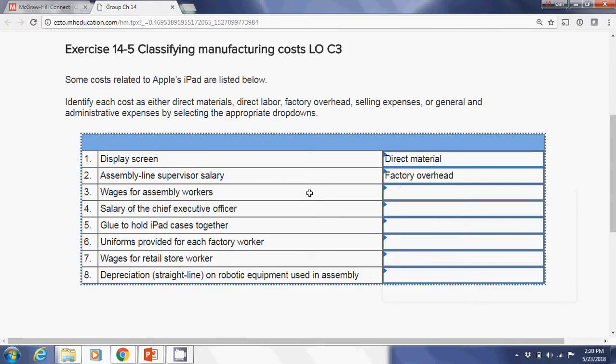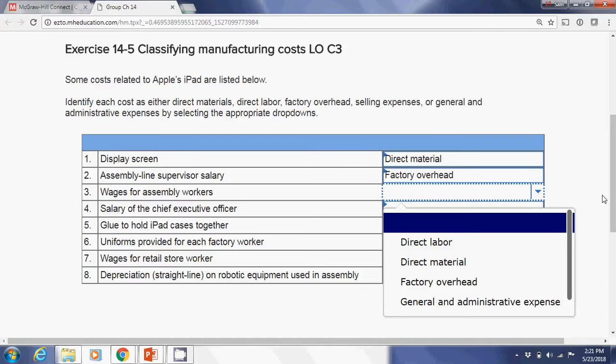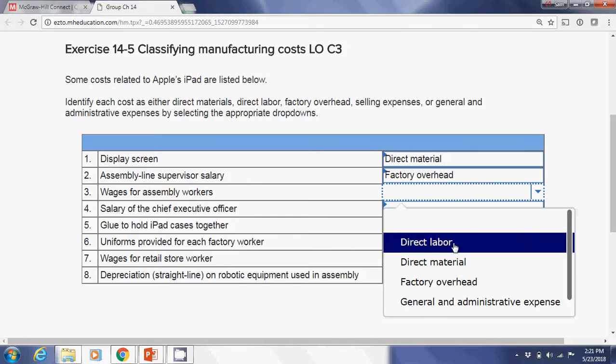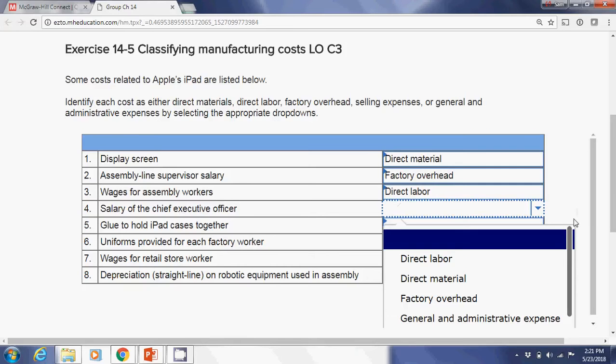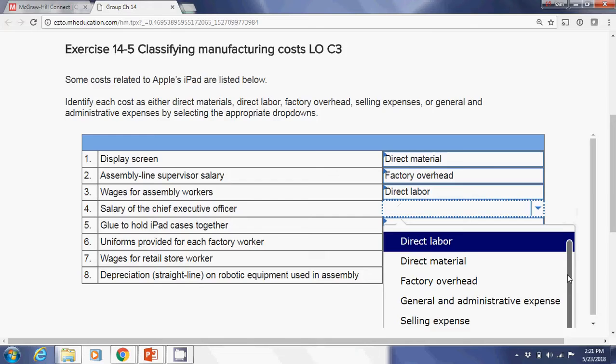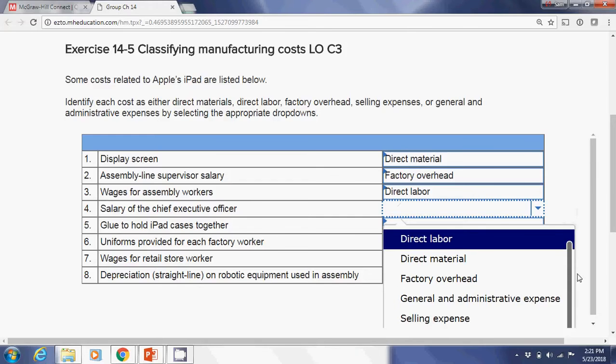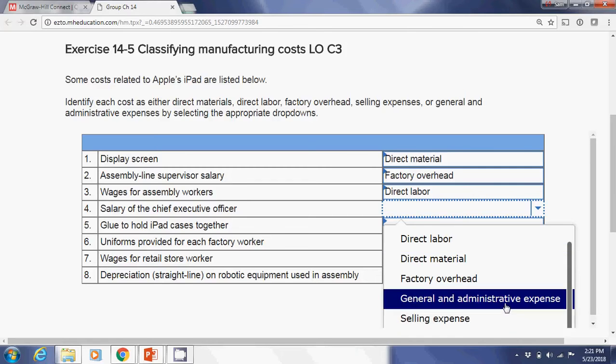What about wages for assembly workers? So this is kind of like John when he was putting the bike together and it's actually turning the wrenches. So we're talking about the people who are putting the iPads together. Where would they fit in? I think we could probably trace them directly into the units. So that would be a direct labor. Salary of the chief executive officer. Well, the first thing I'll tell you is that the CEO probably doesn't even want to be in the factory or anywhere near it. The CEO would definitely be a general and administrative expense.